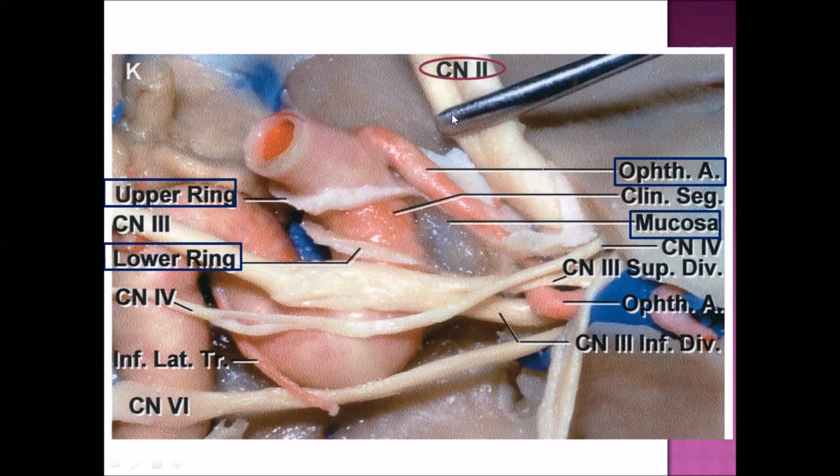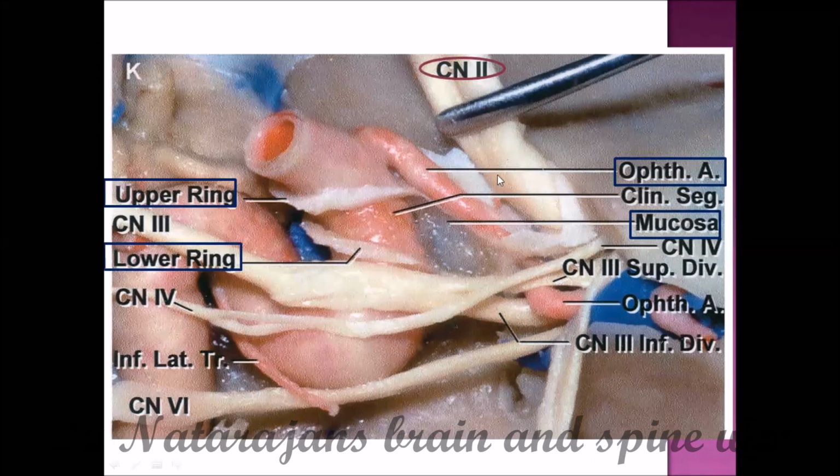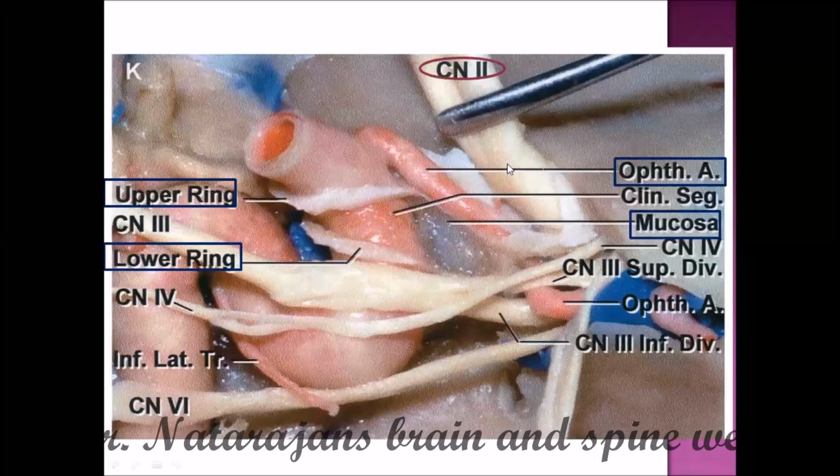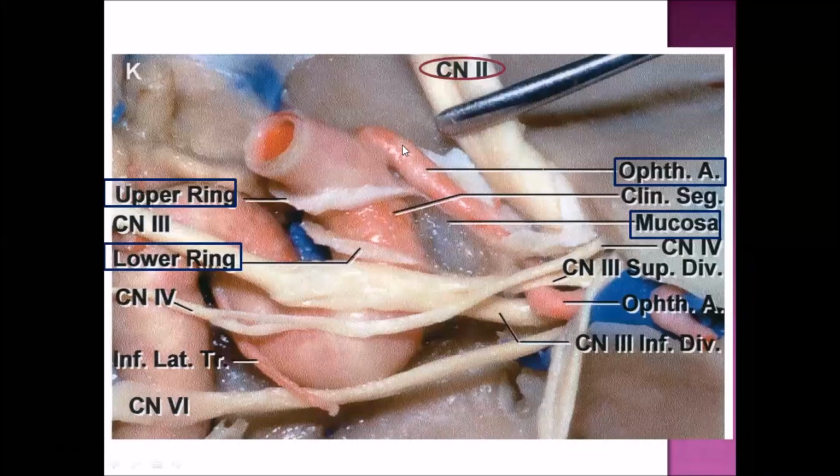This optic nerve is being elevated now with the dissectors. Once the optic nerve is elevated, what you see here is the ophthalmic artery, which arises from the ICA. The ophthalmic artery is seen below the optic nerve, and it pierces the optic sheath and enters the optic canal. So here is the optic canal where the optic nerve and the ophthalmic artery enter.